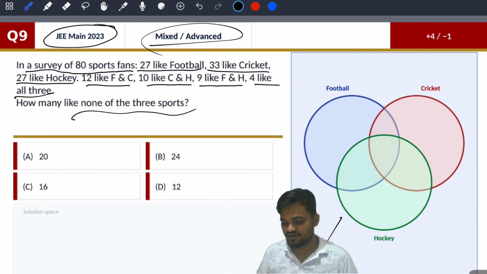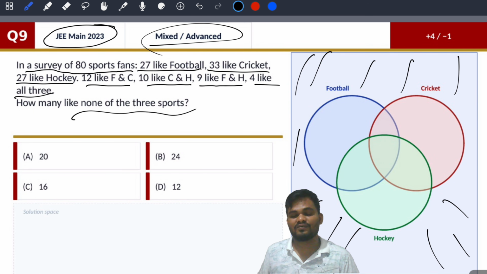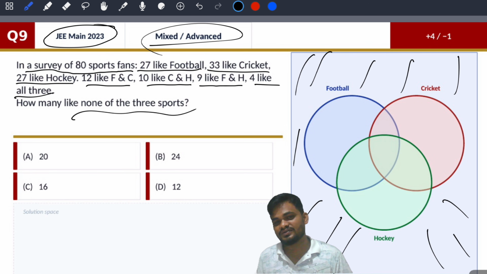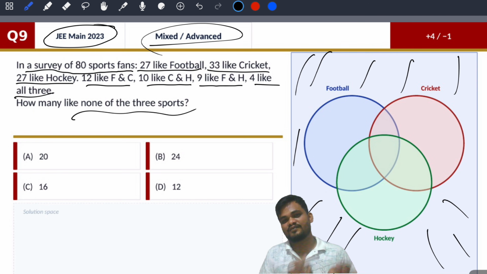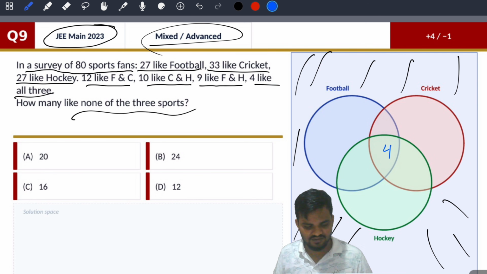In 2 cases you know, right? None of this means this. It means we have to subtract from the universal set. What do we subtract from the universal set? This data. How to fill this data? We know, start from the innermost and go from the end to the first. So 4 like all 3. That means this should be my 4. Correct.